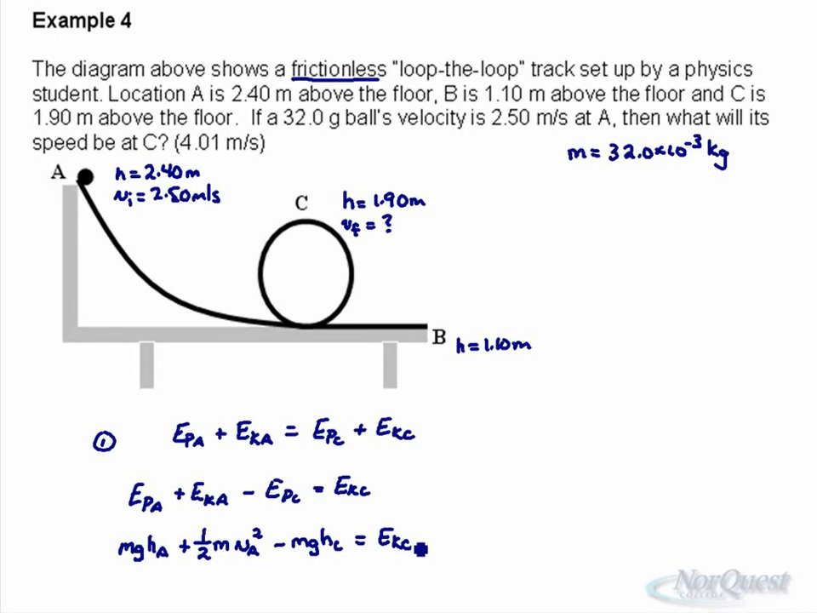We have the mass, we have gravity, we have height at A. We have the mass, we have the velocity at A. We have the mass, we have the gravity, we have the height at C. We have all of those numbers. All we need to do is put them in. So I'm going to go to another slide because I don't have enough room to do that here.